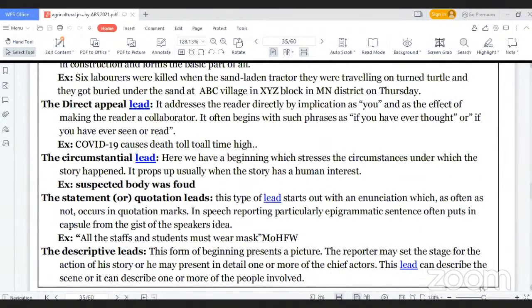Then the direct appeal lead. It addresses the reader directly, by implication as 'you'. If you have ever seen or read, like, 'COVID-19 causes death toll total all-time high', that is a direct appeal. So all the people must use masks, or all the people must sanitize or wash their hands. That is an appeal. That is the lead.